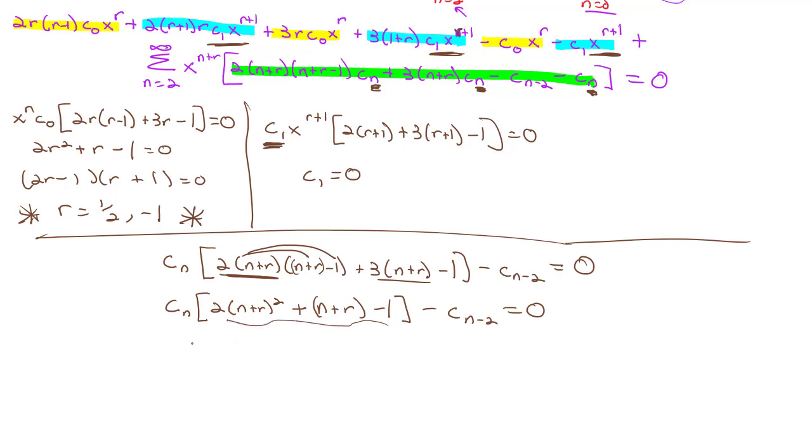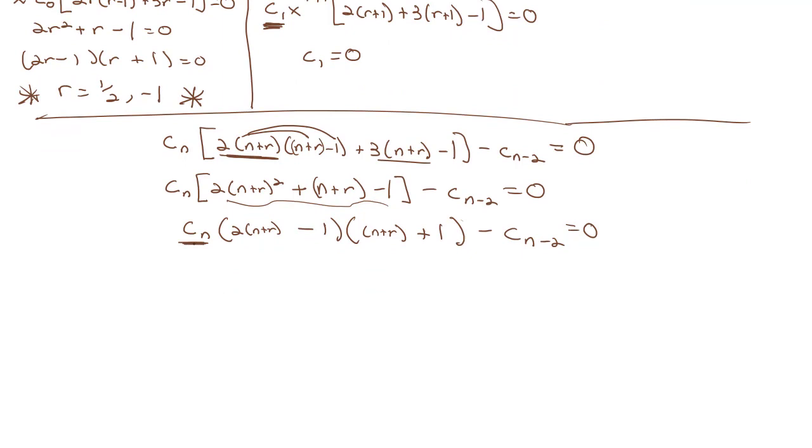I'm going to keep playing inside here because I want to clean that up and we want to factor that. So I have a c sub n times that, minus c sub n minus 2 equals 0. Factoring, I'll have a 2 times n plus r minus 1 and an n plus r plus 1. We're going to leave it like that for now and solve for that c sub n, which we can get by adding the c sub n minus 2 to both sides and then dividing by our two factors that we just found, 2 times n plus r minus 1 times n plus r plus 1. And this then becomes my function for c sub n.